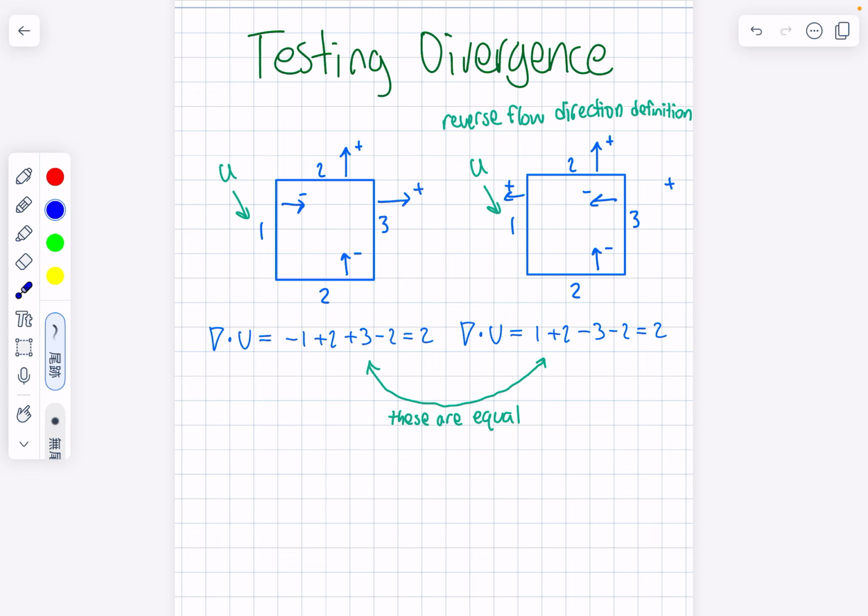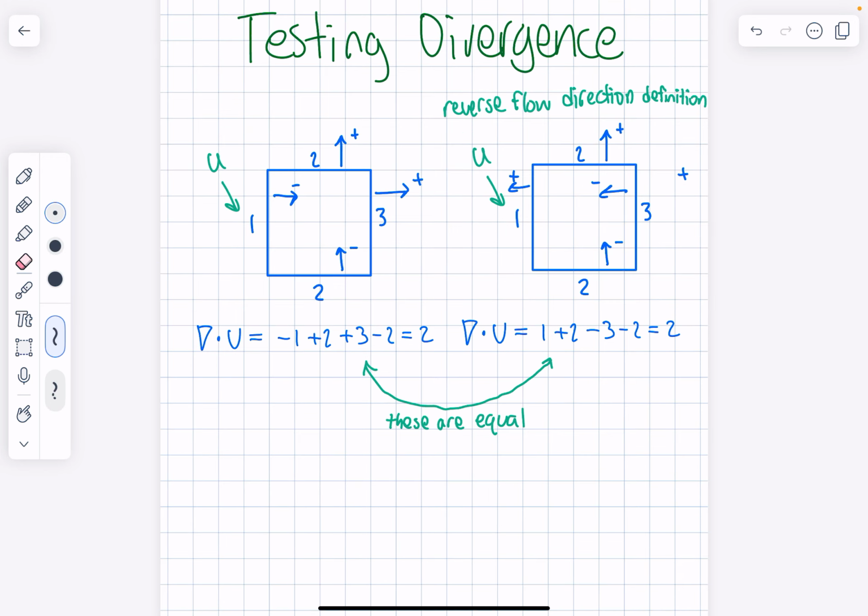Here we have +1, right? This is out, +1 plus 2, minus 3, and minus 2. So basically you can see the sign of the 1 changed, and also the sign of the 3 changed. It still equals 2, so therefore the divergence is the same, as long as we keep these consistent.